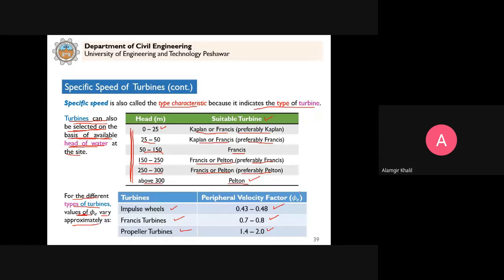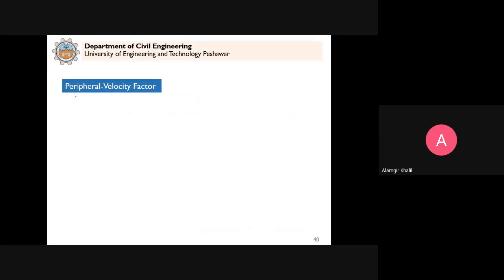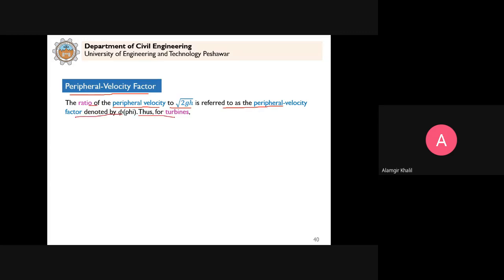So what is the significance of this peripheral velocity factor? We already studied it for the pumps. The same concept applies here. Peripheral velocity factor is the ratio of the peripheral velocity to under root 2 GH. This is known as the peripheral velocity factor, denoted by phi. For the turbines, phi is U1 divided by under root 2 GH. You remember for pumps it was U2. For turbines it is now U1.